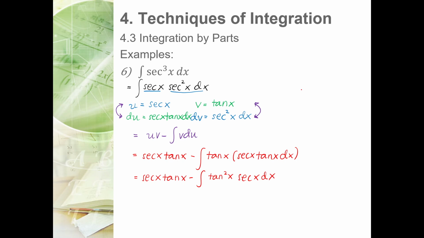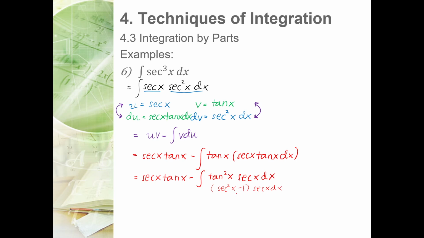Okay, so tangent squared x, then secant x dx. So if we try to replace this one with its corresponding secant squared x minus 1, so what do you think will happen? So mabalik ta sa secant cube x, di ba? So mo repeat ta sa process again and again, di ba?